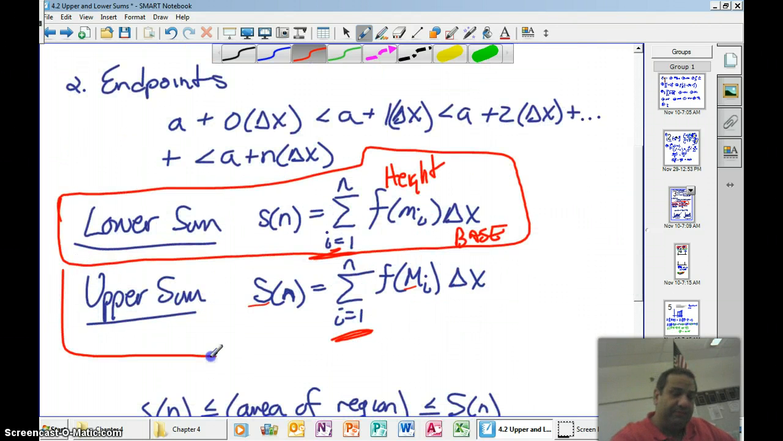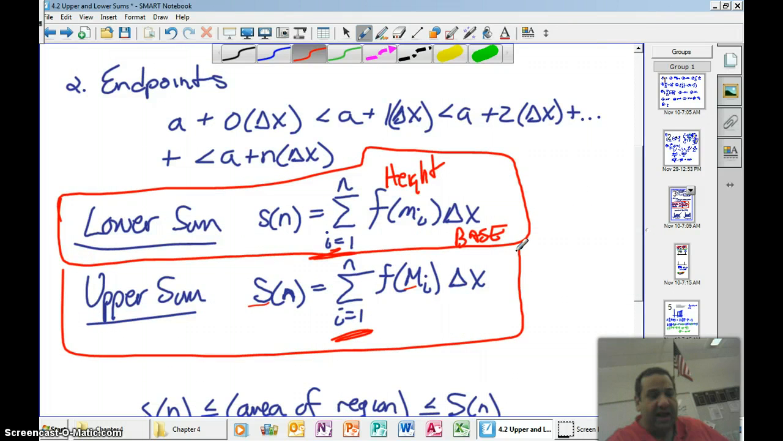Now the upper sum is going to be a capital M sub i. And I will explain that when we do a couple of problems.